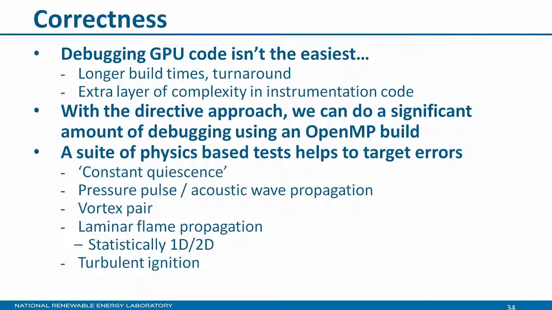Just as an example, one of the tests we do is we put a pressure pulse in the middle of the domain, and there's an acoustic wave that propagates out. When it hits the boundaries, it should propagate out symmetrically, but it doesn't. For instance, if there's a lack of symmetry at one corner of the domain, that's a good hint that there's something wrong with the boundary conditions up there. Or if you see an artifact along boundaries between processors, that's a good indication there's something wrong with their communication.